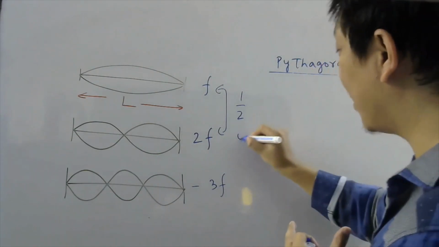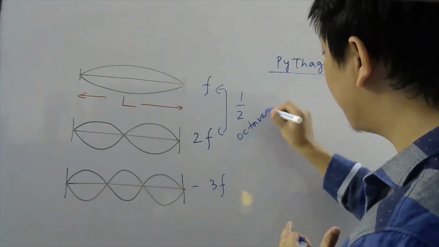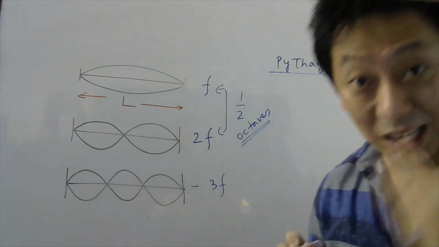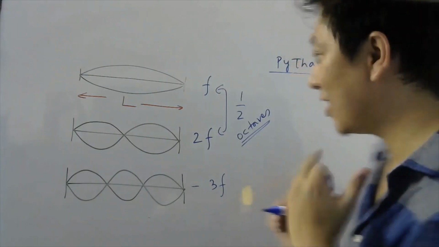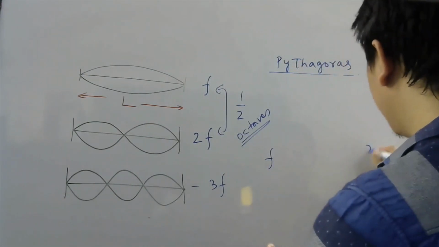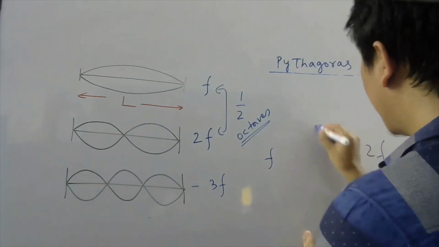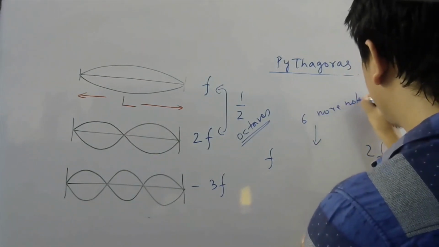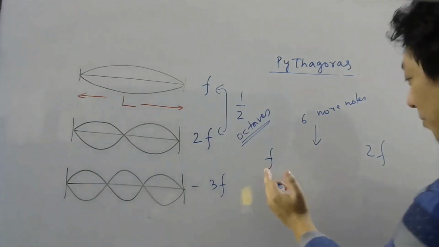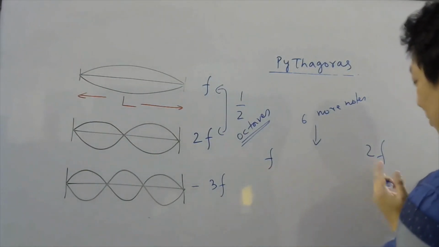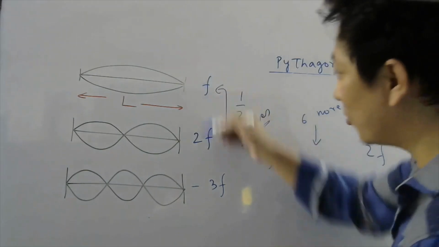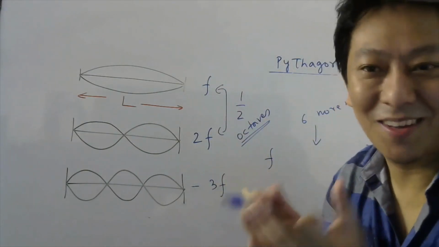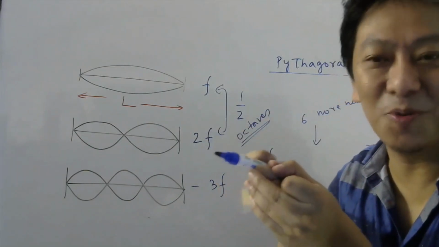We call them octaves. But why are they called octaves? That's because octave usually stands for 8, right? So why are we calling it octave? That's because between f and 2f, we have 6 more notes. So when you start from here and you go here, you get almost the same sound because they are so pleasant. They are like almost the same. They merge into one another so beautifully.